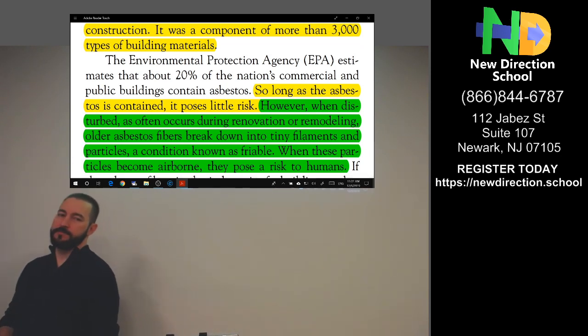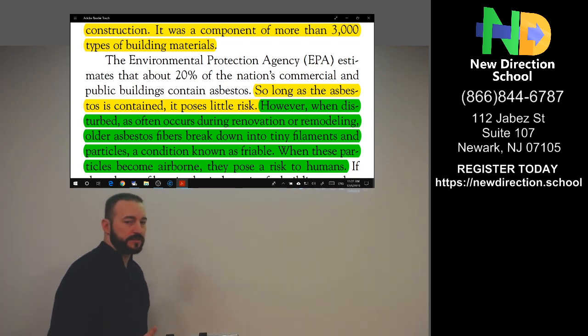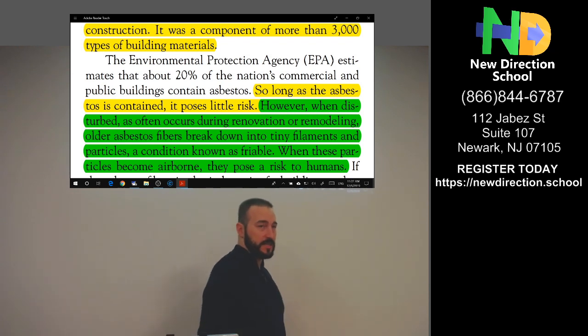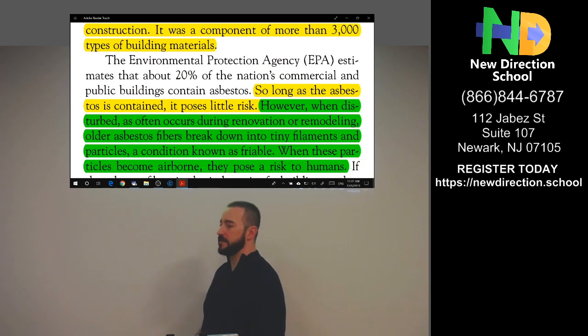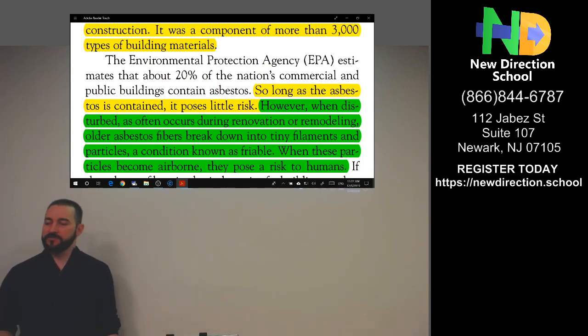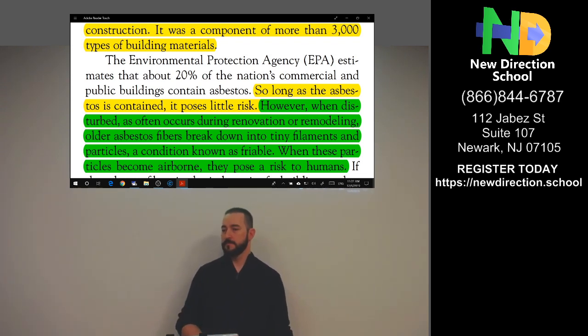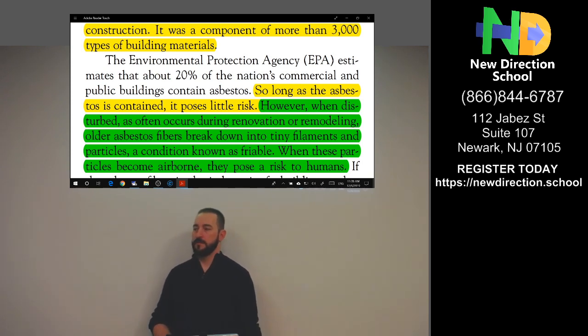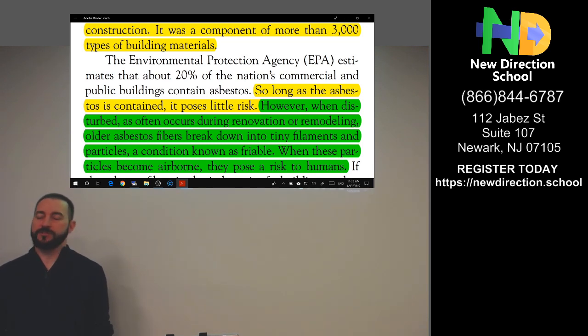Highlight what's in green. So it says, so long as asbestos-containing material is intact, it poses little risk. However, please highlight, when disturbed, as often occurs during renovation or remodeling, older asbestos fibers break down into tiny filaments and particles, a condition known as friable. Now, when these particles become airborne, it poses risk to humans.